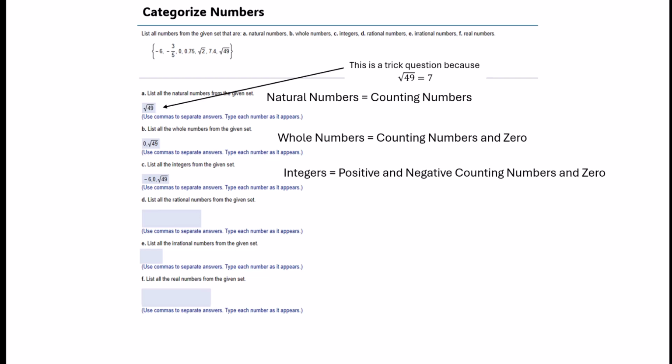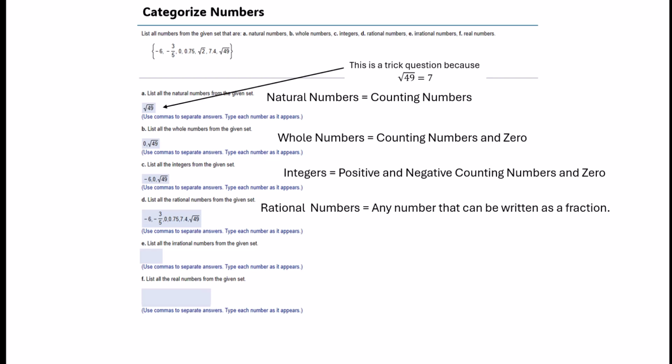D, list all the rational numbers from the given set. Rational numbers are any number that can be written as a fraction. We have -6, -3/5, 0, 0.75, 7.4, and the square root of 49. When I look at this, -6 can be written as a fraction, -6 over 1. 0 is 0, or we could say 0 over any number, like 0 over 1, 0 over 5, or whatever. 0.75, we can write that as a fraction. Basically, any decimal we can write as a fraction. And finally, the square root of 49, that's 7.